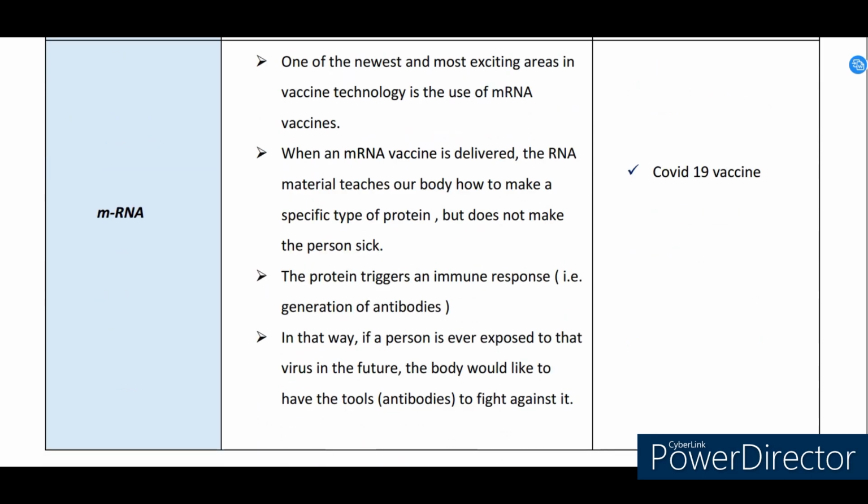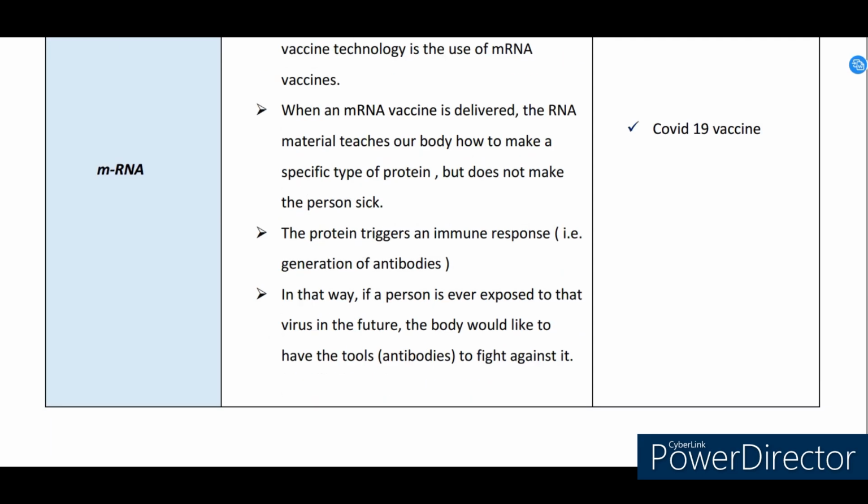Now coming to mRNA vaccine, it is one of the newest and most exciting areas in vaccine technology. When an mRNA vaccine is delivered, the RNA material teaches our body how to make a specific type of protein, but does not make the person sick. The protein triggers an immune response, that is through generation of antibodies, and in that way, if a person is ever exposed to that virus in the future, the body will have the tools like antibodies to fight against it. Examples include COVID-19 vaccine.